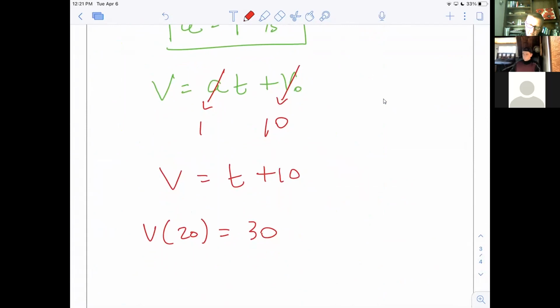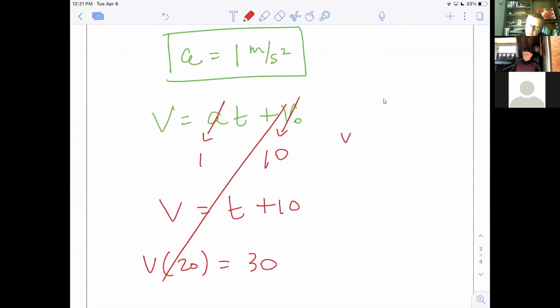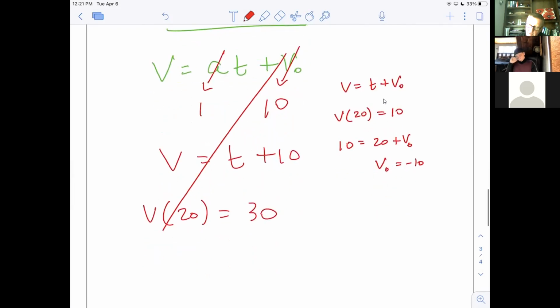So this doesn't work. What does work? Yeah, v equals t plus initial velocity, but I need v of 20 to be 10. So that means 10 would be equal to 20 seconds plus v0. Oh, if I subtract 20 from both sides, v0 is actually equal to negative 10. So my equation is v equals t minus 10.